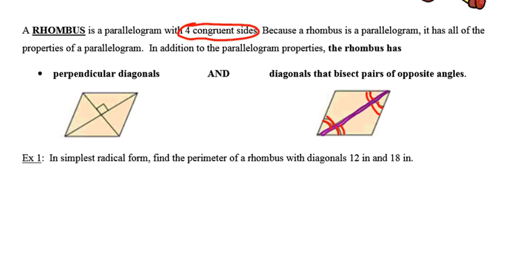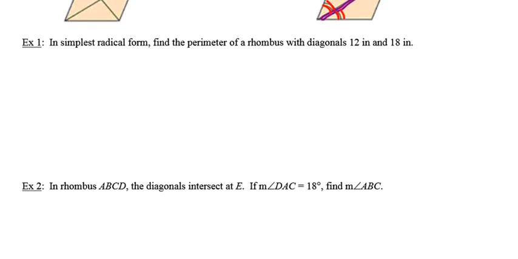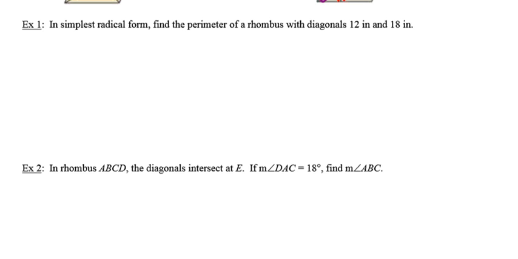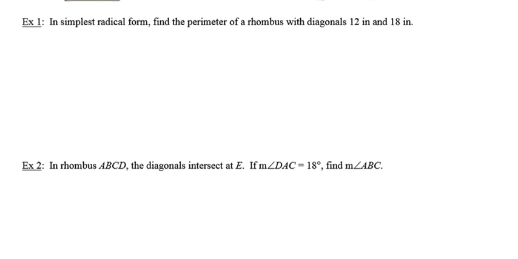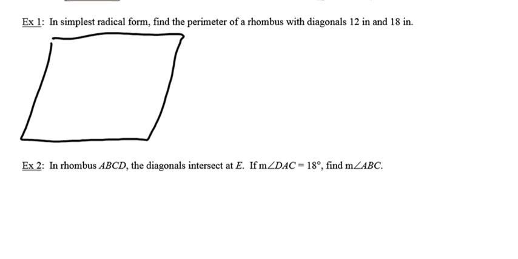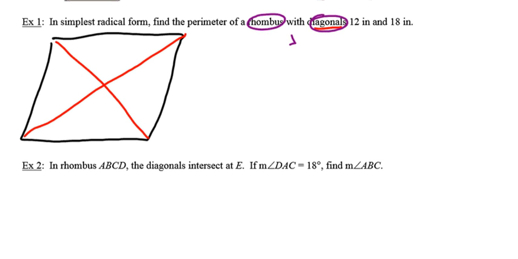All right, so let's go ahead and see how we can use these properties to solve some problems. Number one, it says in simplest radical form, find the perimeter of a rhombus whose diagonals have length 12 and 18. Because they don't give me a picture here, the very first thing I'm going to do is draw a picture. And since this question is dealing with the diagonals, I'm going to draw the diagonals in my picture. I know that in a rhombus, the diagonals have to be perpendicular. So I know that all four of those angles where the diagonals meet are right angles.